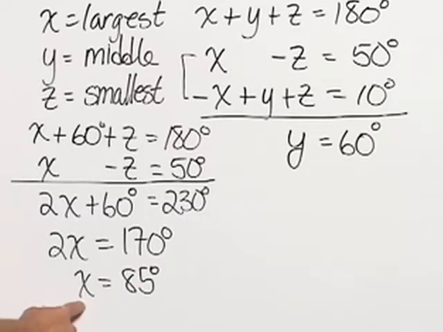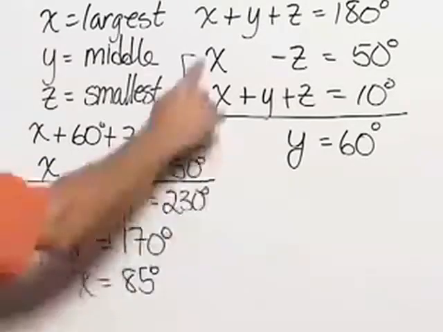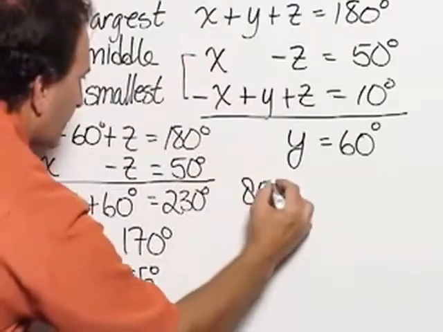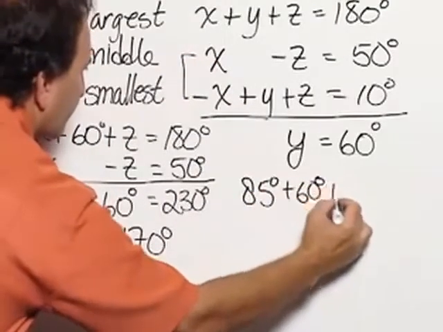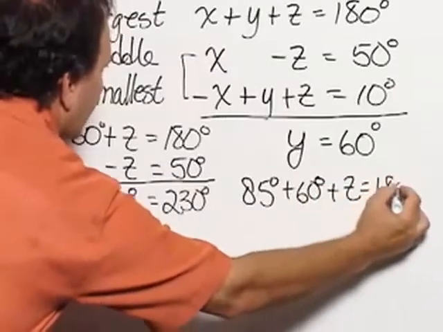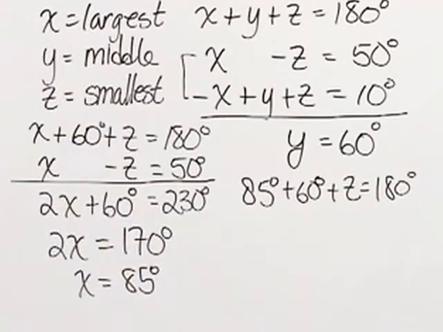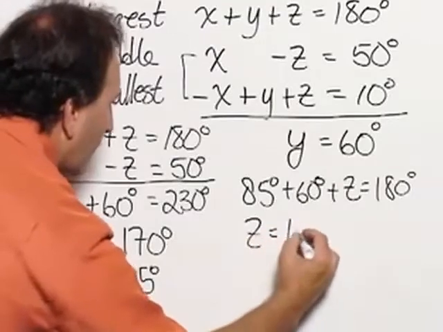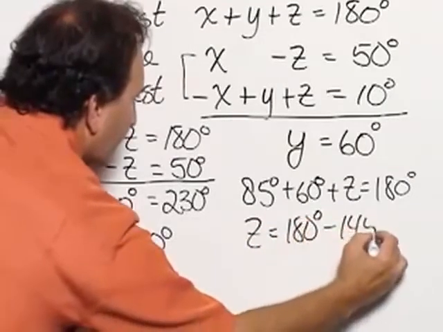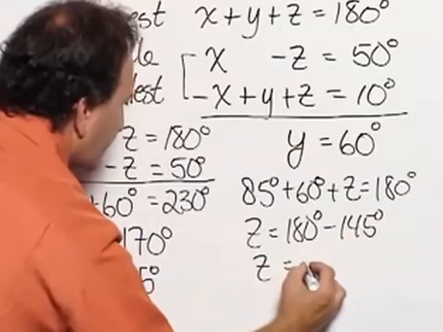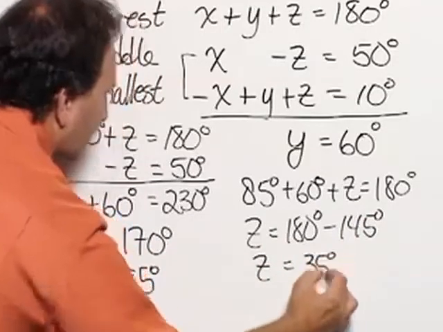Now we have x and y. We can substitute in to this equation for both x and y to calculate z. So x is 85 degrees plus y, which is 60 degrees, plus z, and that equals 180 degrees. 85 plus 60 is 145. So z would equal 180 minus 145. So z is equal to 35 degrees.